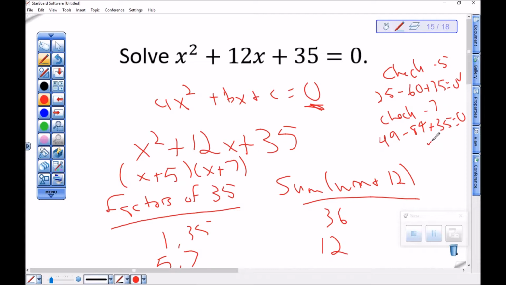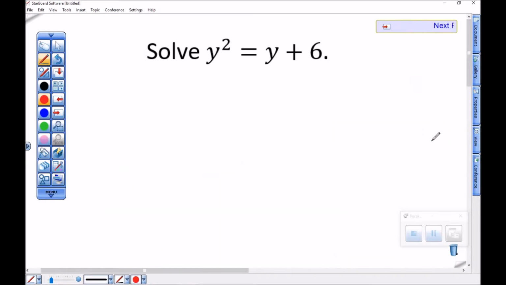All right, let's do another one here. This time I have y squared equals y plus 6. Now, I need this to be equal to 0. So my first step is get 0 on one side.